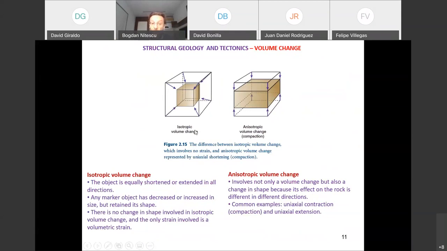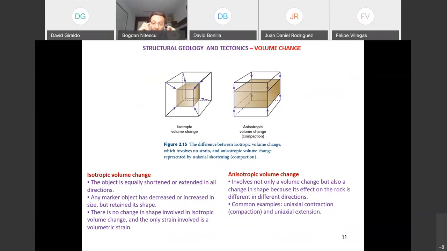This is an isotropic volume change. So you see, the change in shape happens in such a way that it is equal in all directions. That's what isotropic means. Isotropic means the same in all directions, yeah? So it's equally shortened or extended in all directions. So a cube will still be a cube, yeah? That's what happens. So you don't change the actual shape.